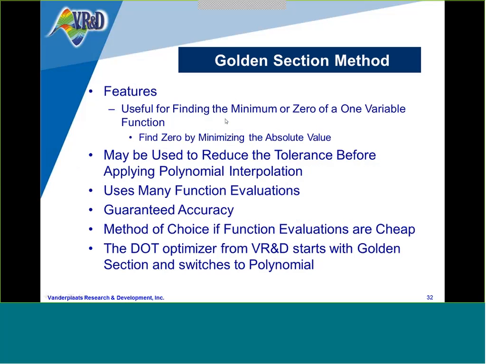It's good for finding the minimum or zero of a function. If you want the zero, you minimize the absolute value. That's one of the few times in optimization we want to minimize absolute values, because it has a discontinuous derivative at zero. You might use it to reduce the tolerance before using polynomial interpolation, and that's our method of choice in our DOT and BIGDOT optimizers. It takes a lot of function evaluations, but you can guarantee the accuracy to whatever precision you want. So if function values are cheap, this is the method to use. The DOT optimizer and also the BIGDOT optimizer start with golden section and switch to polynomial.